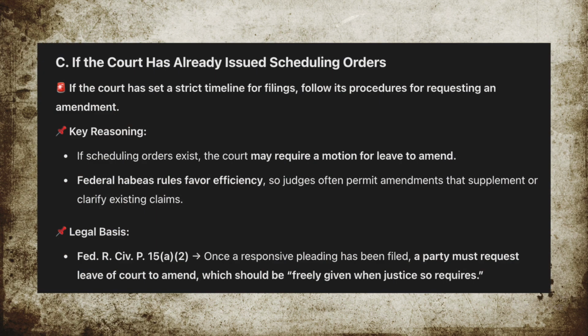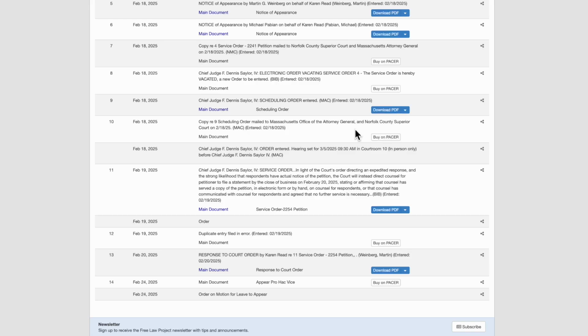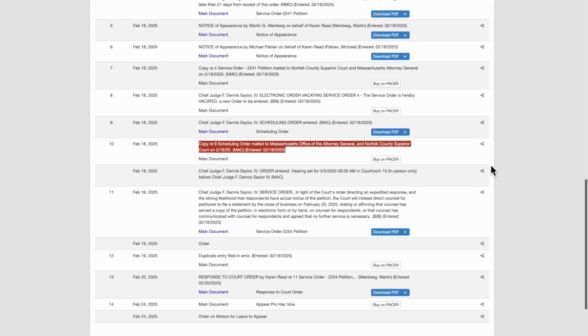To add something to your petition after you've filed it, you do have to have it all in place before the scheduling orders are issued by the court. So if we have a look on the court website, we can see that the scheduling orders have been issued. They were issued on the same day. And that's because Chief Judge F. Dennis Saylor expedited the order, understanding how critical it was given the coming date for the second trial.